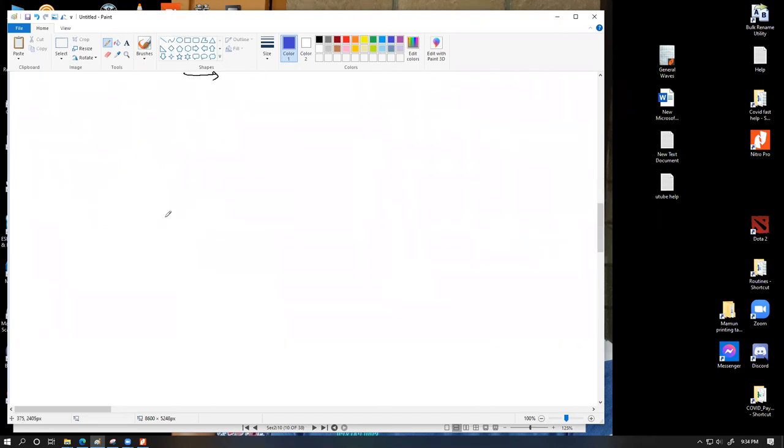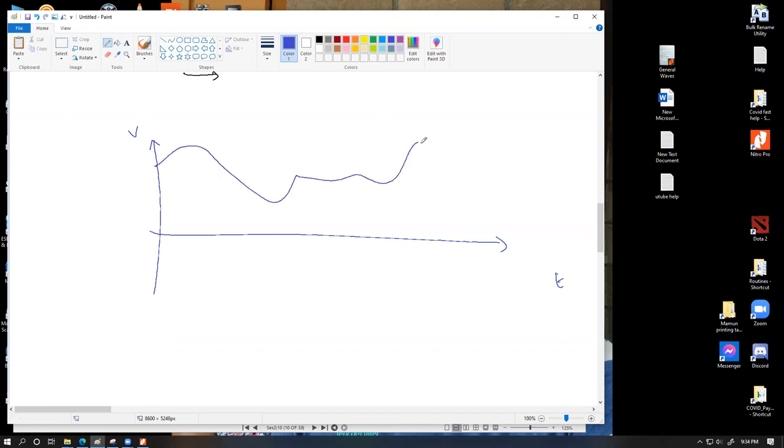For example, if we have, let's say, a skiing person who is skiing downhill, has a velocity time graph that looks like this. Let's say it looks like this. So it can have a lot of different shapes.